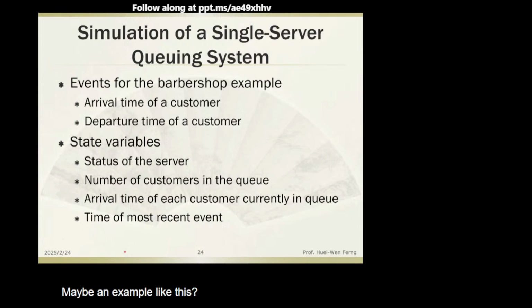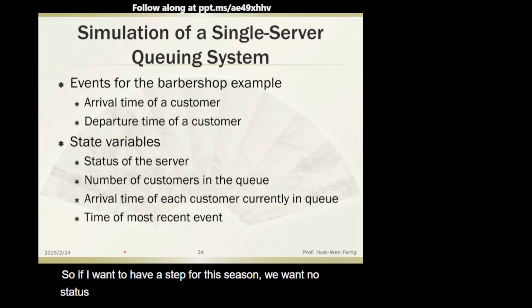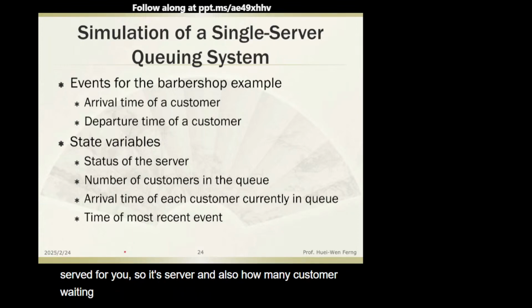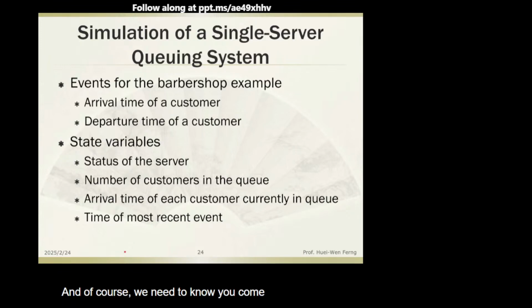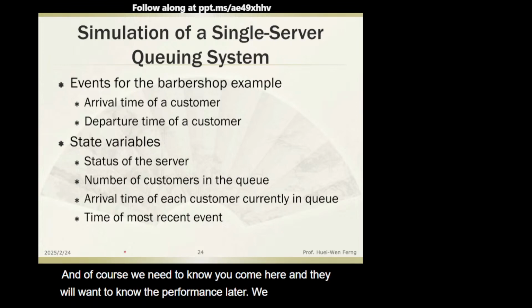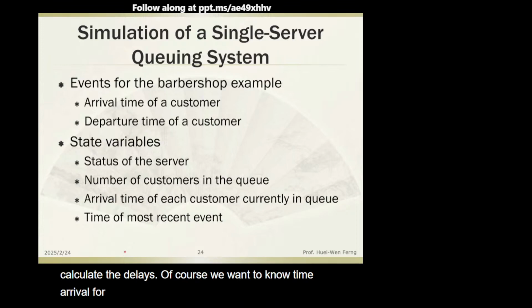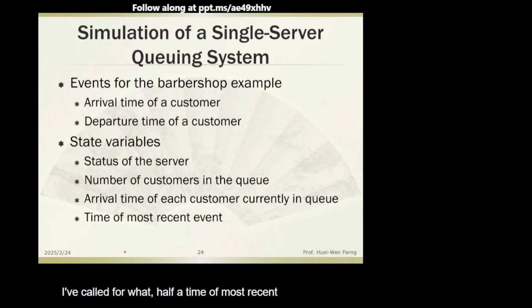So if we want to have stats for this system, we want to know the status of the server, right? Server here, actually, is that guy who serves you. So it's the server. And also, how many customers are waiting in queue? You come here and we want to know the performance. Later, we want to calculate the delay. So of course, we want to know the time of arrival for each customer in queue. Of course, we will have the time of the most recent event because we want to know the next one.